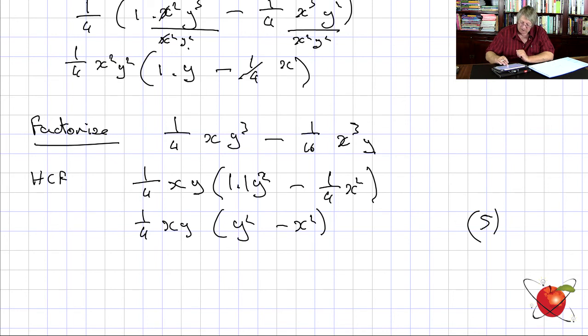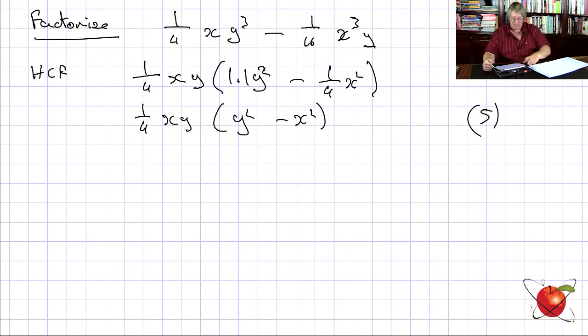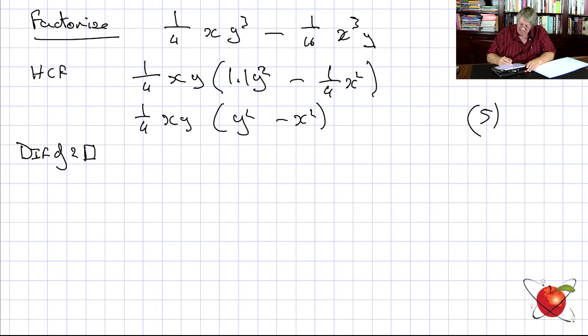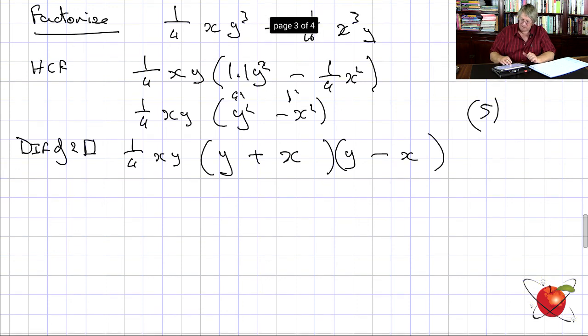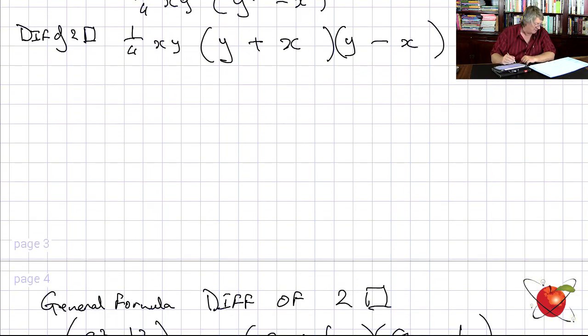So what do we always do? As you're factorizing, look again. HCF done. Now look for difference of two squares. Yes, there's my a squared and my b squared. So we've got 1/4 xy, right? Open two brackets. Square root of the first term is y, plus and a minus, x, y minus x, like so. Okay? As another one, right, down over here, let's look at this. Let us factorize this one.